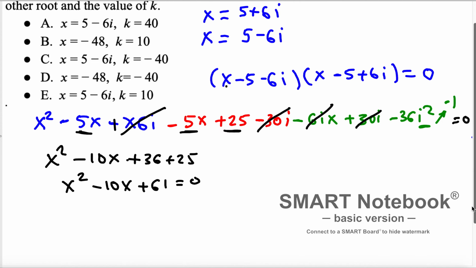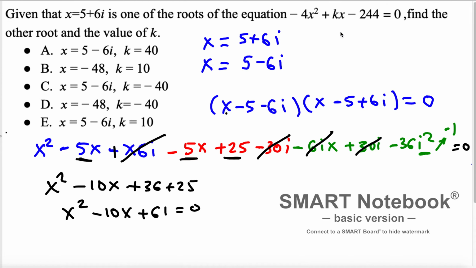So this is the equation, but now I want to make it like the original equation. We already know the original equation is minus 4x squared plus kx minus 244 equal to 0, and we want to find the k. We don't know k, but what we know is that the original equation had the leading coefficient minus 4. To find the solution, they divided the whole equation by negative 4.